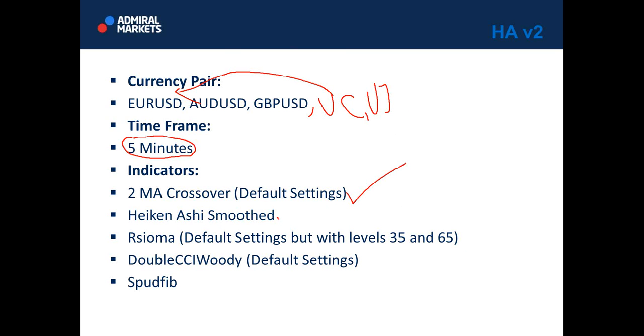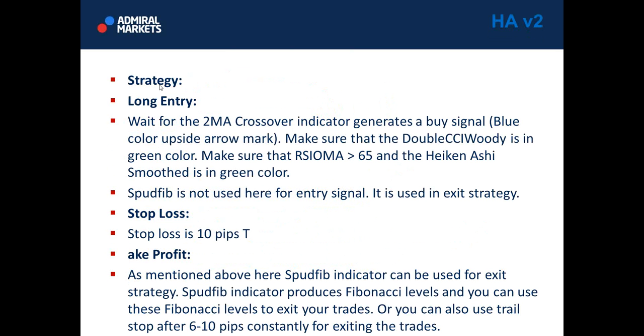Heiken Ashi is used to capture the trend. RSI OMA is used to filter the trend, and double CCI Woody is actually the signal. So with the confluence of all these indicators, we trade towards the Fibonacci SPAD fib indicator, which will plot support and resistance levels on the chart. The strategy looks like this. I will also include these rule sets in the zip folder so you can practice it.